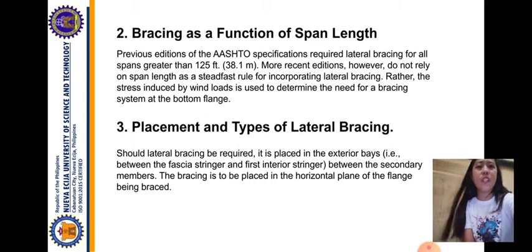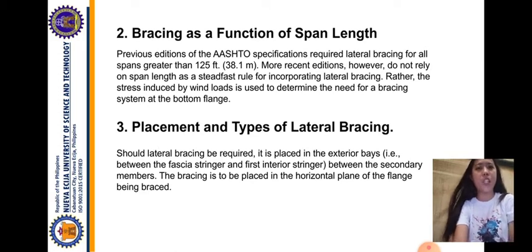2. Bracing as a function of span length. Previous editions of the AASHTO specifications required lateral bracing for all spans greater than 125 feet or 38.1 meters. More recent editions, however, do not rely on span length as the steadfast rule for incorporating lateral bracing. Rather, the stress induced by wind loads is used to determine the need for a bracing system at the bottom flange.